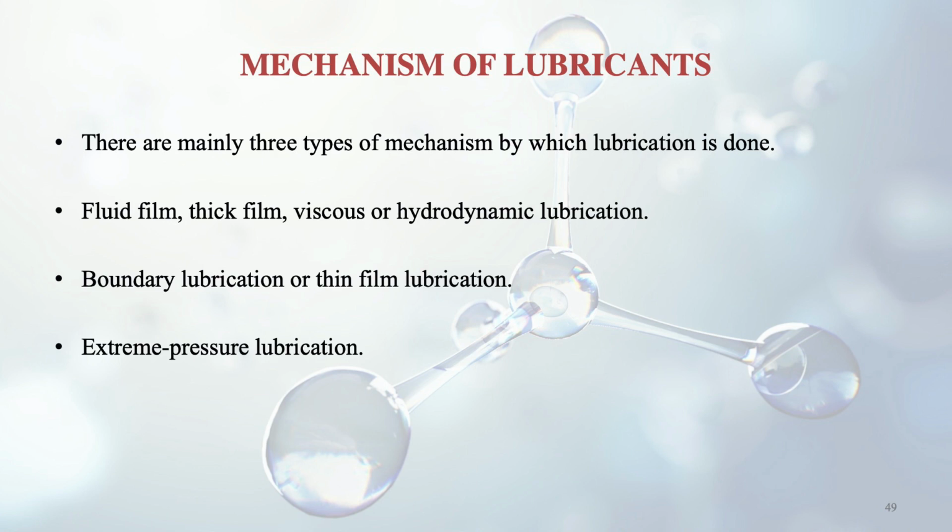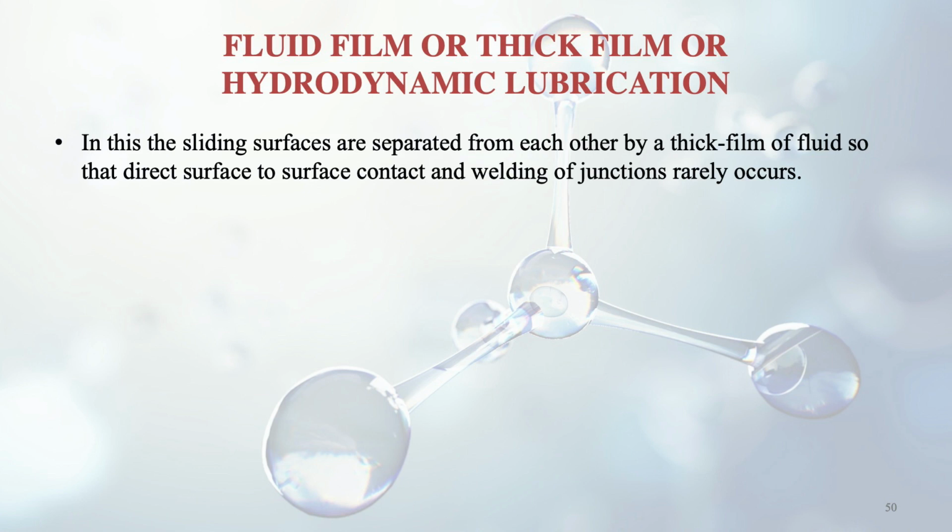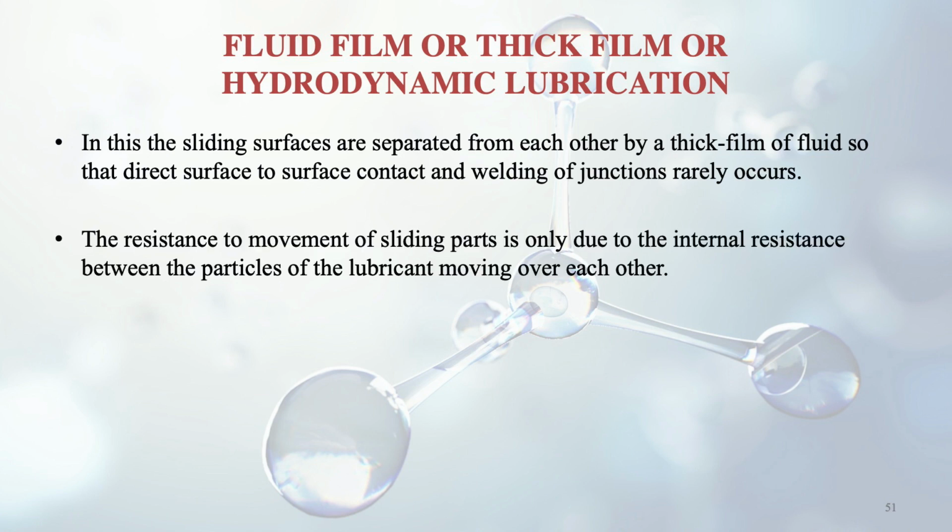So what is the fluid film or thick film or hydrodynamic lubrication? In this, the sliding surfaces are separated from each other by a thick film of fluid, so that direct surface to surface contact and the welding of junctions rarely occurs. So this is the thing happening. And the resistance to movement of sliding parts is only due to the internal resistance between the particles of the lubricant moving over each other. So the resistance is not due to the rubbing of the two surfaces, but due to the particles within the lubricant only. No other kind of resistance is there.